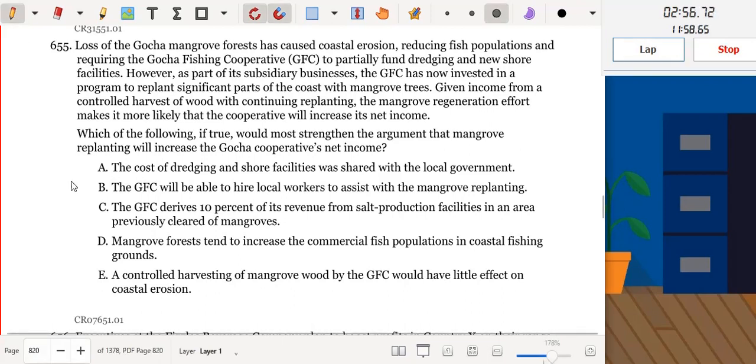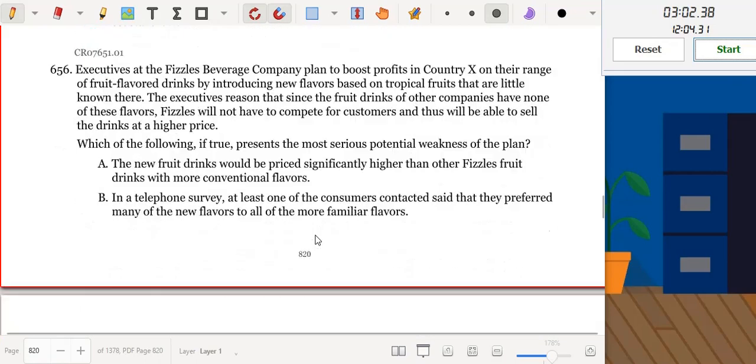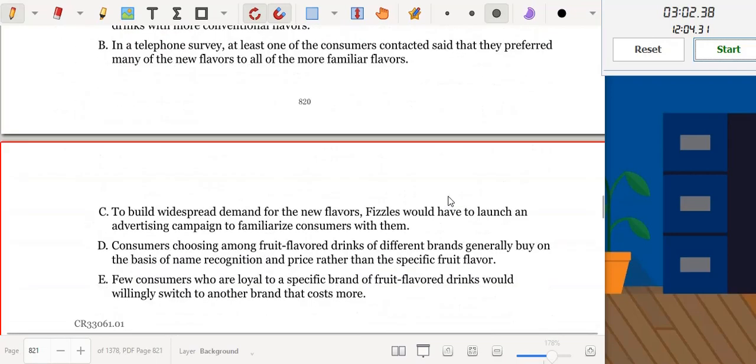So it should be D. Mangrove forests tend to, just let me explain to you, mangrove forests tend to increase the commercial fish population in coastal fishing areas. So this is an additional source of income we are getting. In addition to what? This controlled harvest of wood. So this replanting will definitely help in increasing their income. Okay. I am moving to 656.